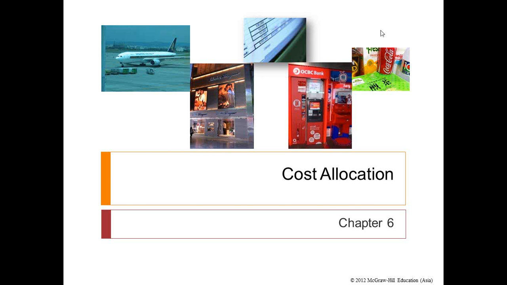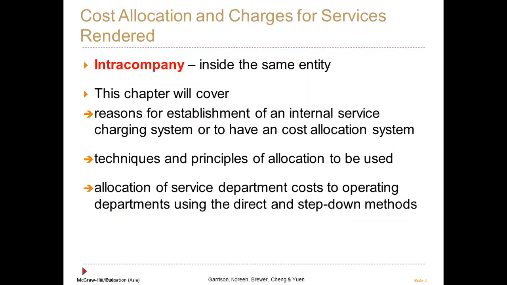Chapter 6, Cost Allocation. Cost allocation and charges for services rendered can be examined from the intra-company and inter-company perspectives. So in this lecture, we will focus only on the intra-company aspect, which means inside the same company, inside the same entity.